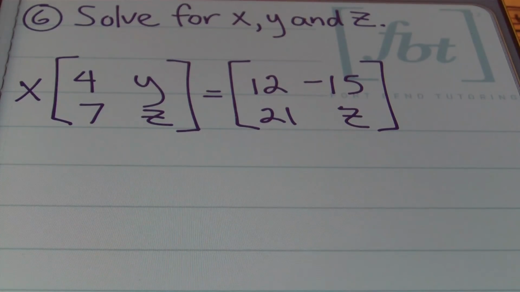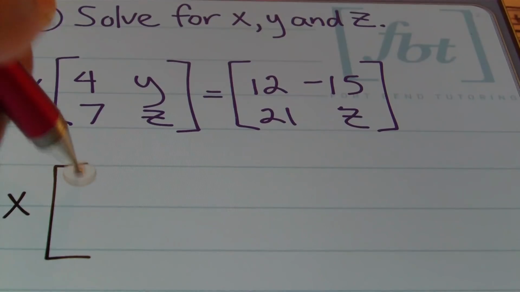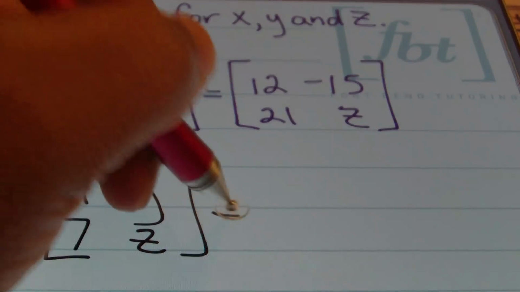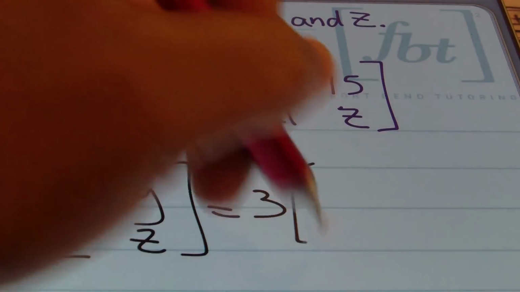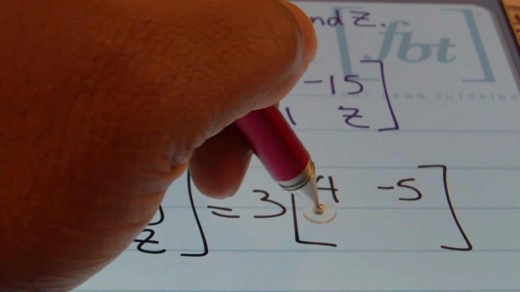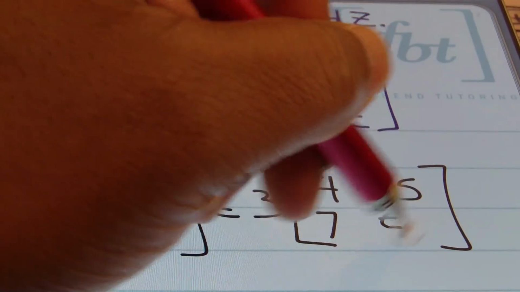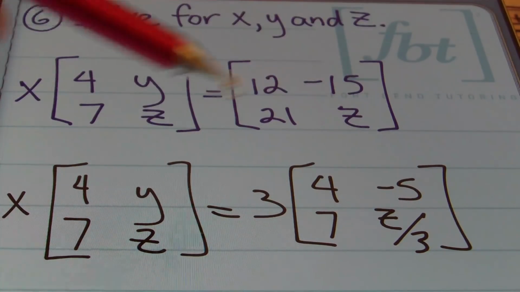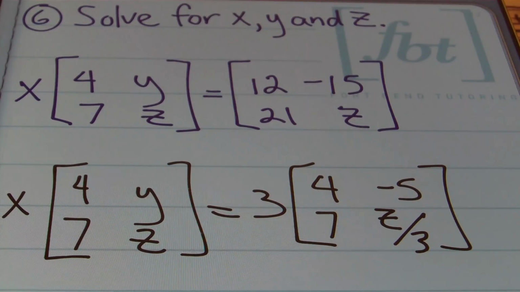Because we can definitely do that. So I'm going to rewrite this as x times the matrix 4, y, 7, and z, which equals 3 times the matrix 4, -5, 7, and z divided by 3. All right? And we can write it this way because factoring is associated with division. And if you multiply 3 times z over 3, you would end up with z. All right? So it's the same.